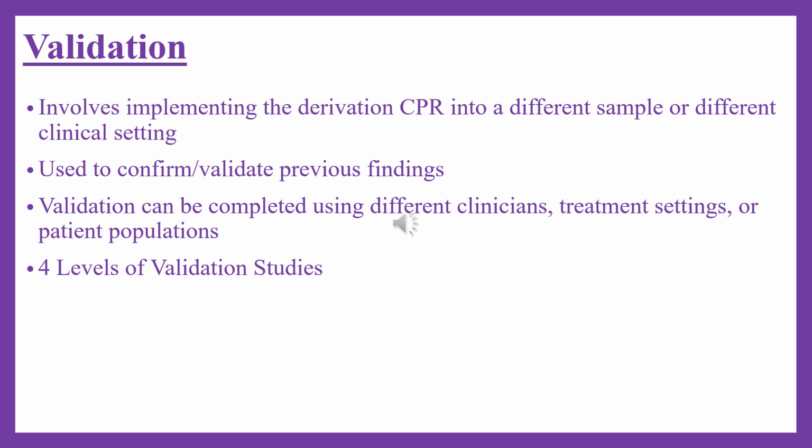We have to, and we definitely should, use different clinicians, different treatment settings, and different patient populations in order to truly validate the rule that we're developing and to see how applicable it is. There might be clinical prediction rules that only are applicable to specific patient populations or within only a specific clinical setting. So, for example, males versus females, or maybe one sport participant versus another sport participant. Okay. Validation has 4 different levels, and we will discuss those on the next slide.